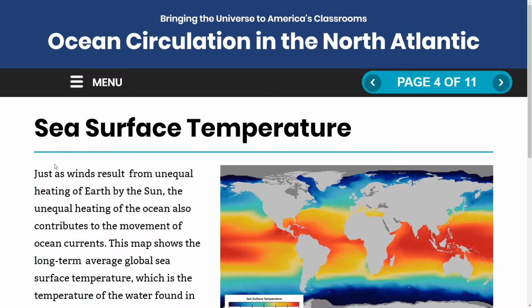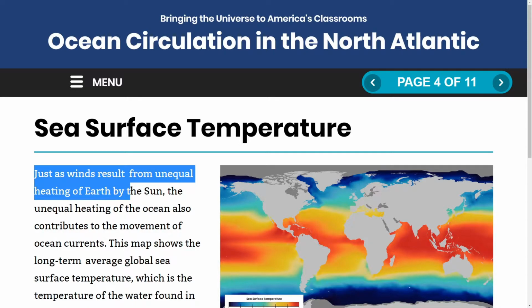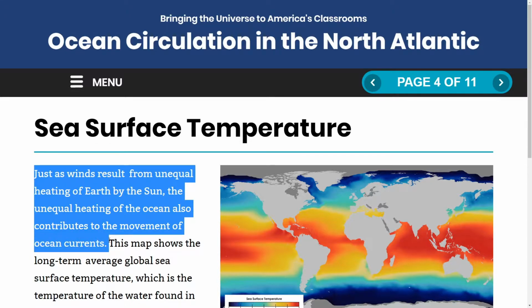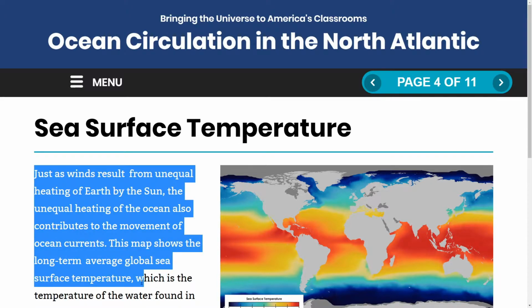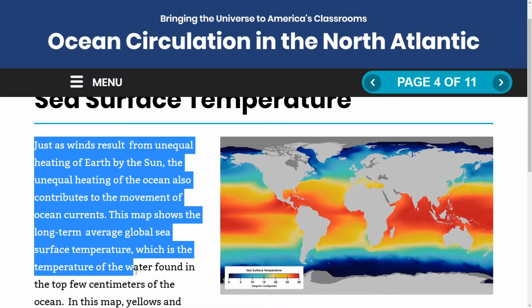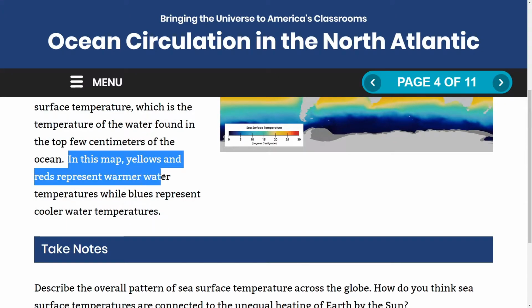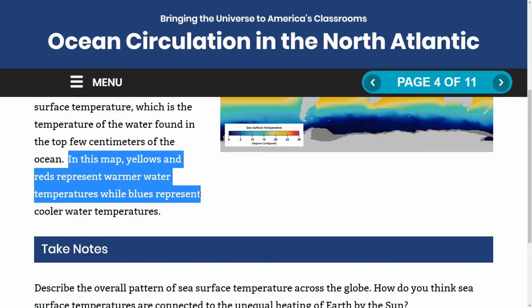Sea surface temperature, page 4. Just as winds result from unequal heating of Earth by the sun, the unequal heating of the ocean also contributes to the movement of ocean currents. This map shows the long-term average global sea surface temperature, which is the temperature of water found in the top few centimeters of the ocean. In this map, yellows and reds represent warmer water temperatures, while blues represent cooler water temperatures.